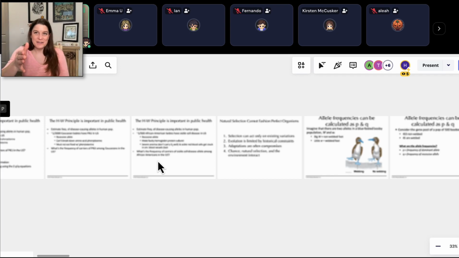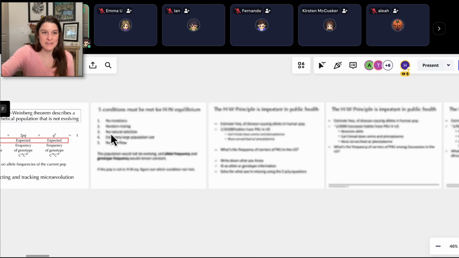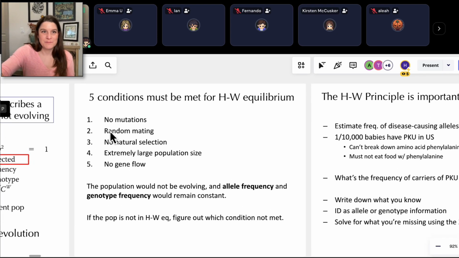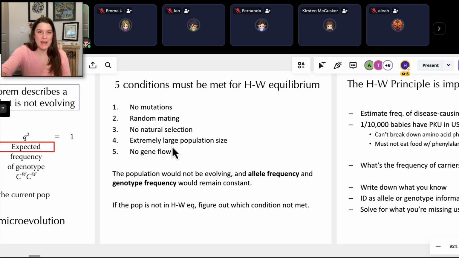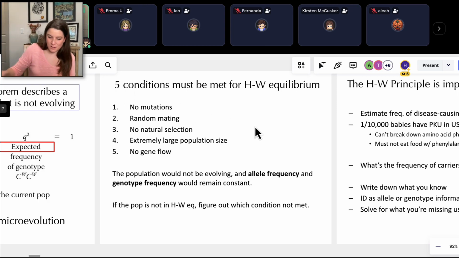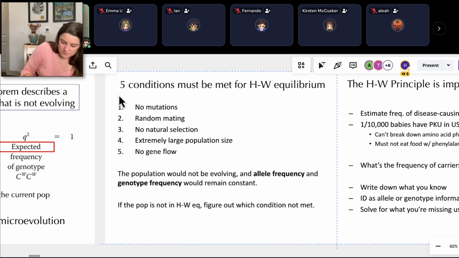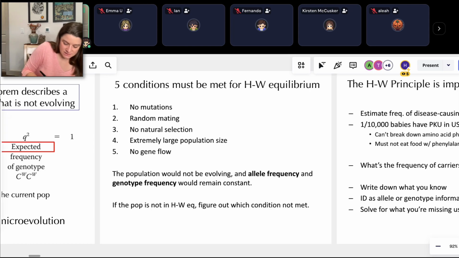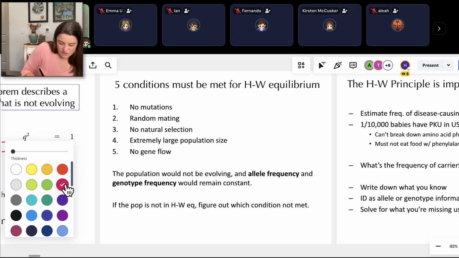Basically, if you have any mechanism of microevolution happening, you're not going to be in Hardy-Weinberg equilibrium, because your population is going to shift. So it's kind of like the opposite of microevolution mechanisms. We have that here, 5 conditions that must be met for Hardy-Weinberg equilibrium. No mutations happening in the population, or they're very infrequent.